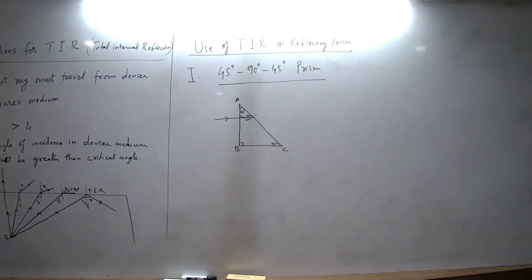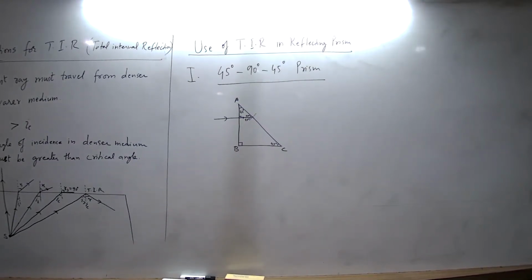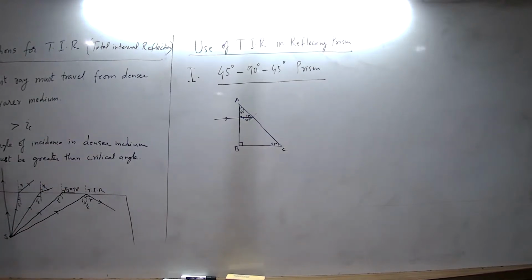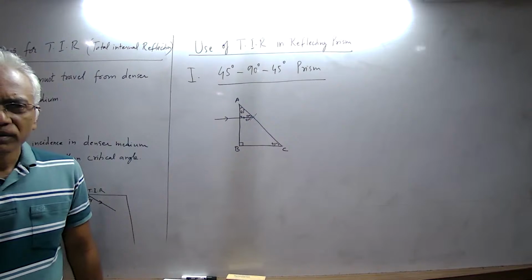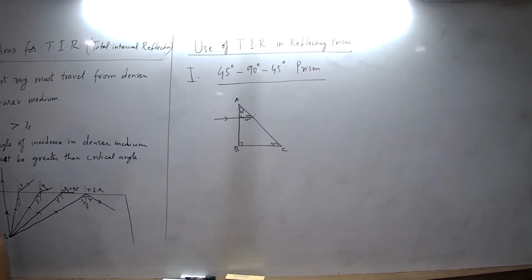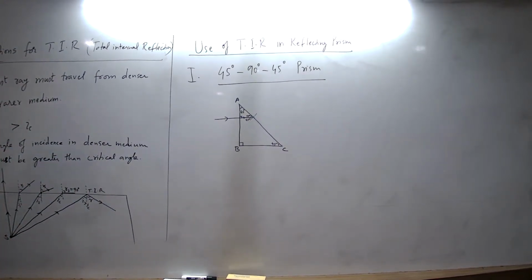Check where it is given in your book. So the critical angle of glass you have to remember. It's 42. And diamond, which is 25 or 24, I think. 25. So glass and diamond you remember.